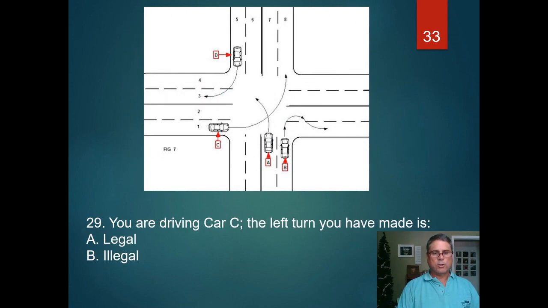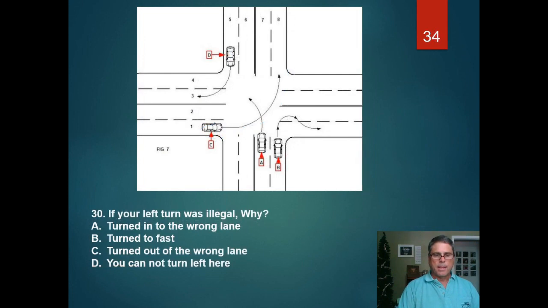You are driving car C. The left turn you have made is, so I'm driving car C. I'm turning out of the wrong lane. Notice I'm turning right here. Is illegal. If your left turn is illegal, why? Because they're turning out of the wrong lane. They should be in this lane right here is where they should be at. Okay?